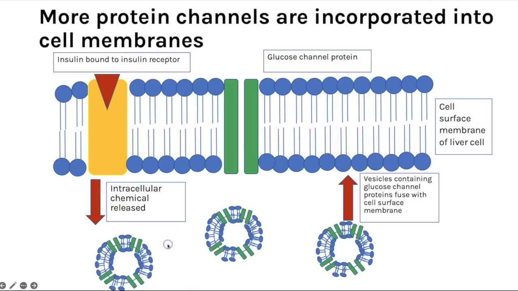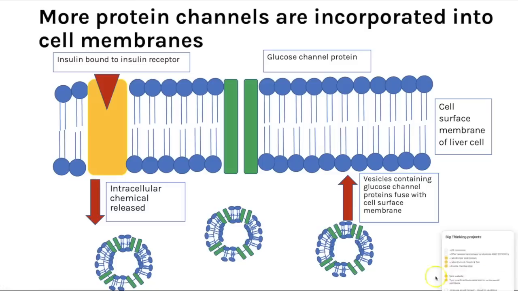And when these chemicals are released, it causes these vesicles, which contain those glucose protein channels, to move towards the cell surface membrane, and they then fuse with that cell surface membrane. And as a result, you would then have all of these extra protein channels embedded within the cell surface membrane. So there's a larger surface area for that facilitated diffusion of glucose from the blood into the liver cell.